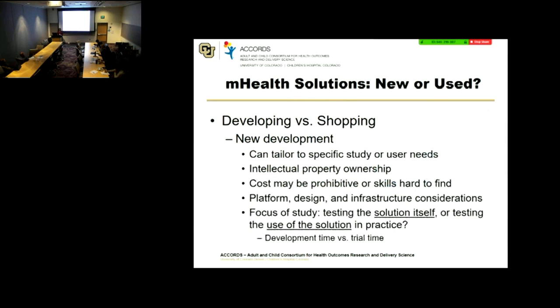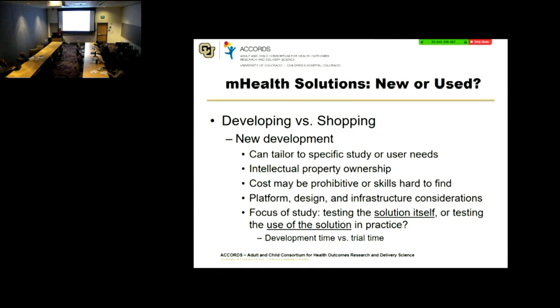So, I mentioned looking at new or used. Are you building it yourself or are you looking for something? Basically, the things to consider here is if you're building something new, you can tailor it specifically to your needs, to your study. You own, or your team owns, or if you're doing work for hire through the university, you own a share of intellectual property.